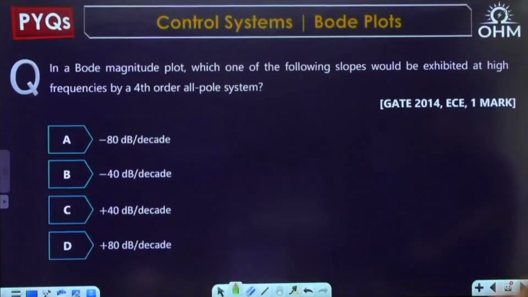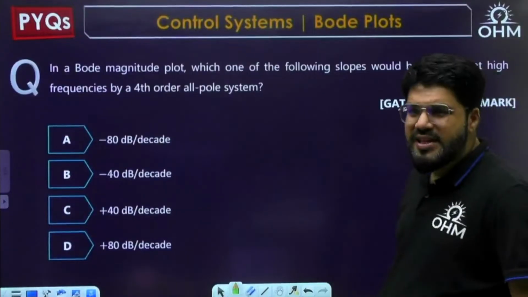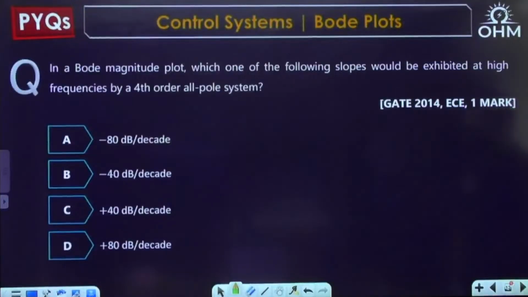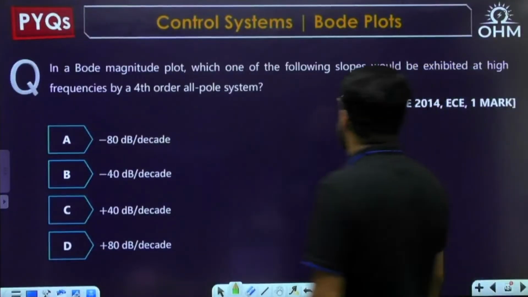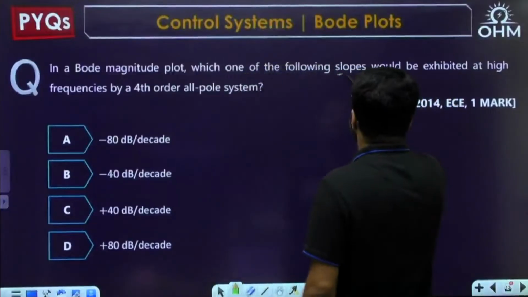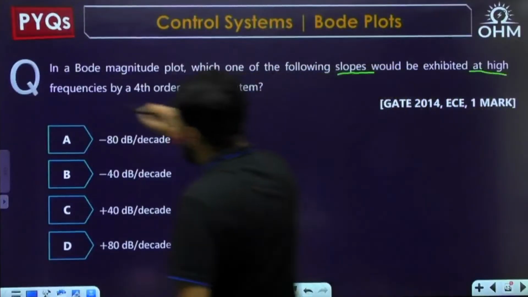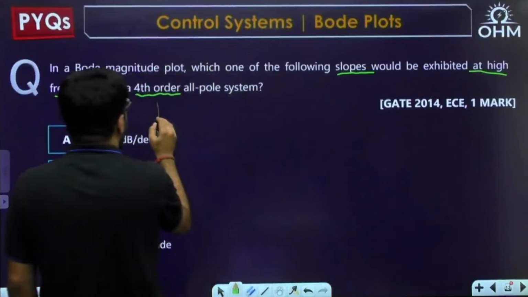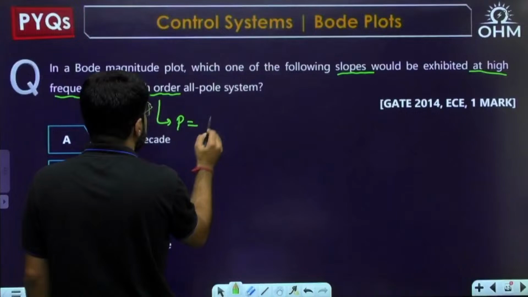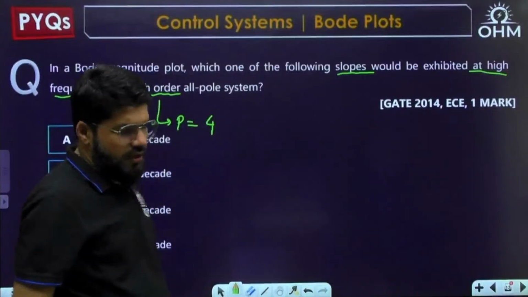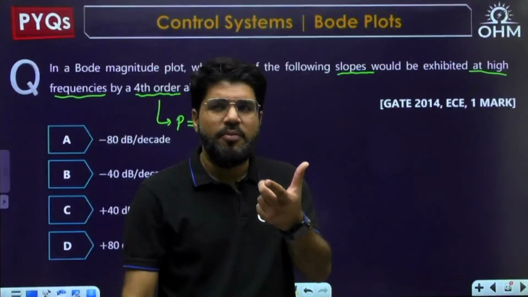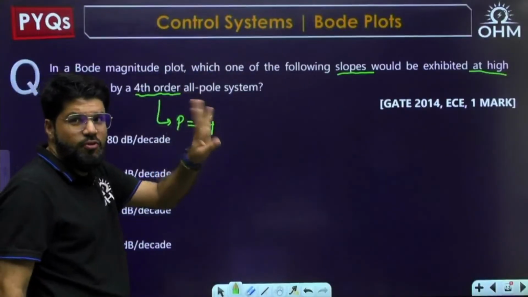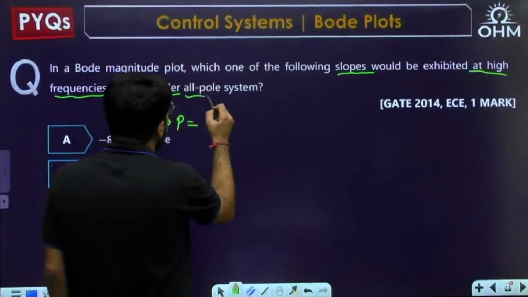Now look into it. A simple 1 mark question. Just taking some basic questions, and then we'll again come back to the transfer function based questions. In a Bode magnitude plot, which one of the following slopes should be exhibited at high frequency? By a 4th order all pole system. Now 4th order means how many poles? 4 poles. Order is decided by the denominator, so 4th order means the denominator is s power 4.